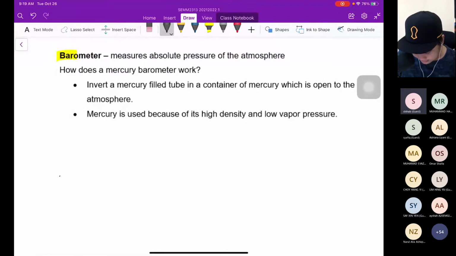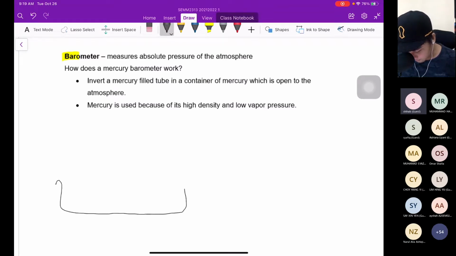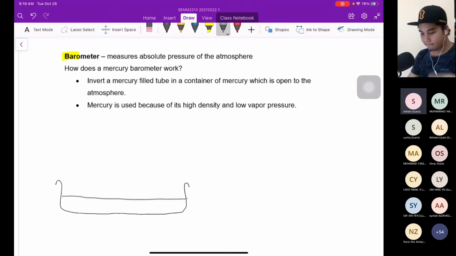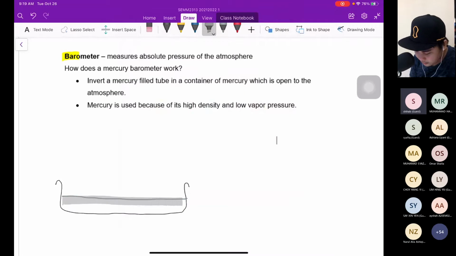First we fill up with the mercury. This is the mercury. Let's say the mercury color should be this one, the standard mercury color. The first beaker we fill with mercury.